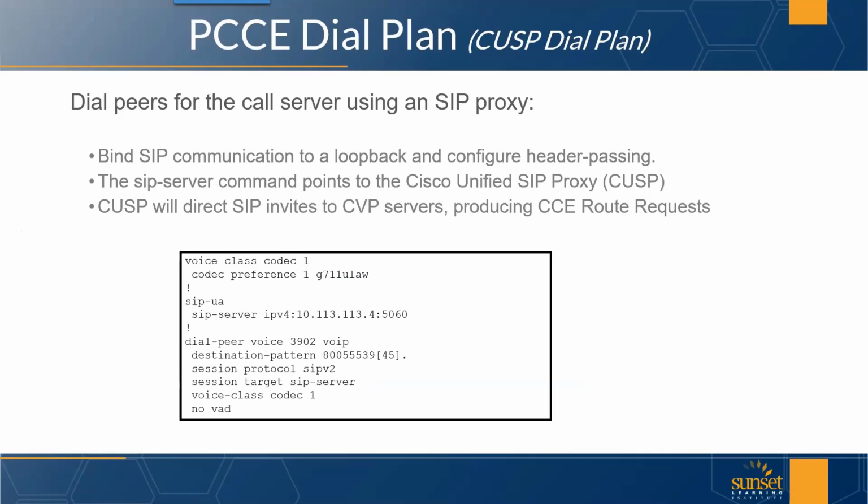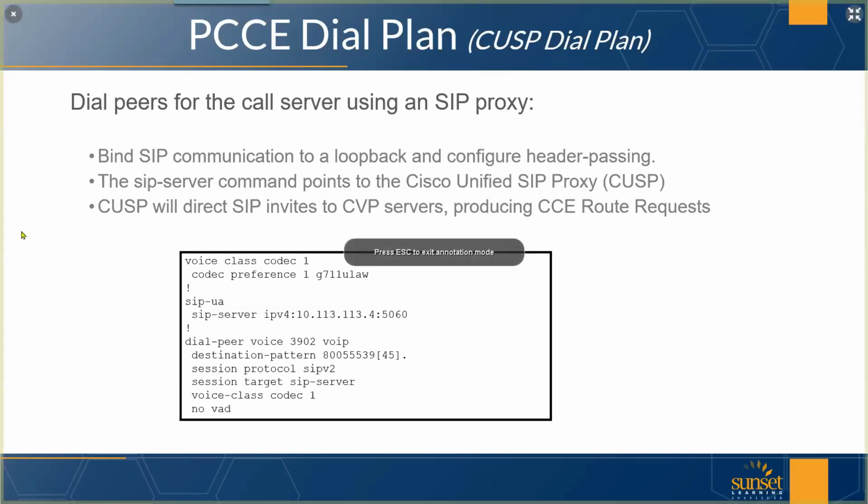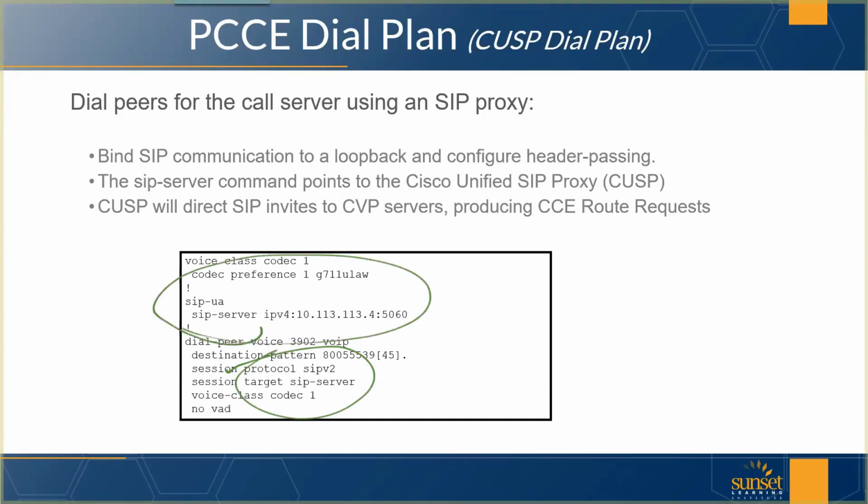The dial peers in our gateway that use this SIP proxy are going to look like this. You might have seen previously the dial peers pointing to CVP A or B. Now we have a dial peer back in our ingress gateway pointing to a session target SIP server. And SIP server is a service in the gateway that points to the IP address of our SIP proxy server. So there's no magic in any of this.